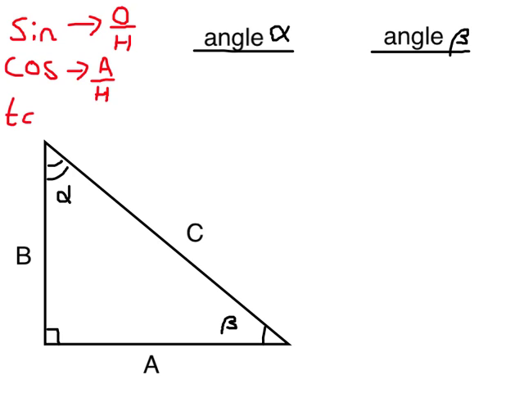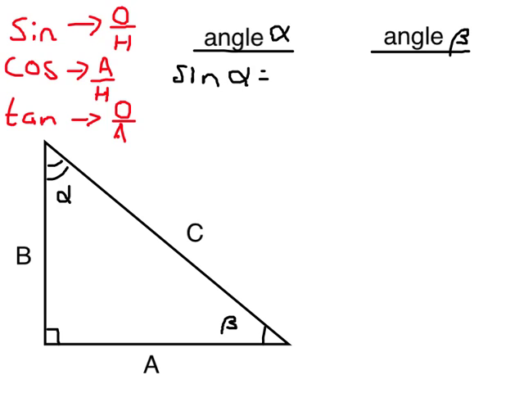Then TOA, T stands for tangent. Then we have O over A. So here's what this means. If I'm thinking about angle alpha in this triangle, which is this top angle, and I wanted to calculate the sine of angle alpha, then I need to take the ratio of the lengths of two sides. The sides that I pick are the opposite side, that's the O, and the hypotenuse.